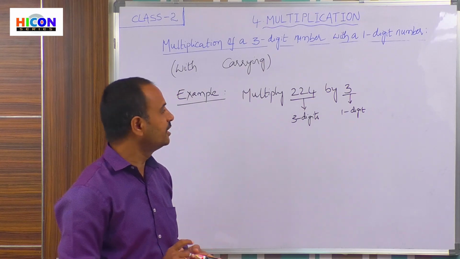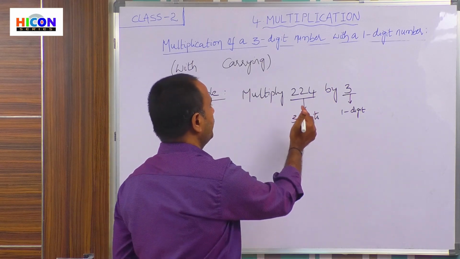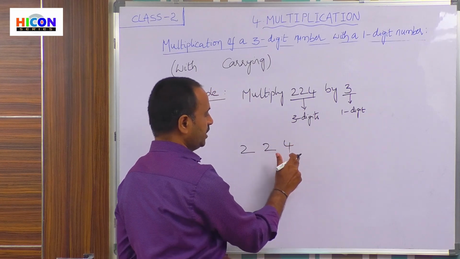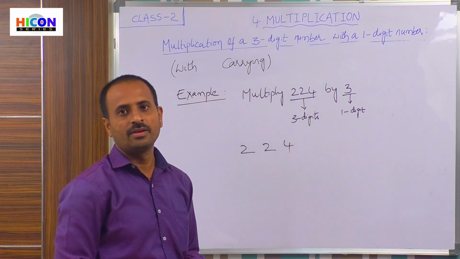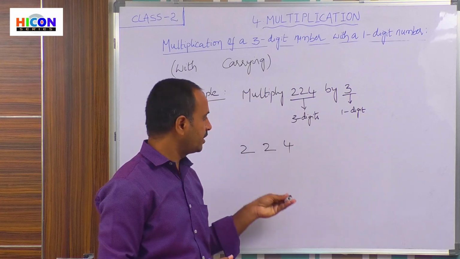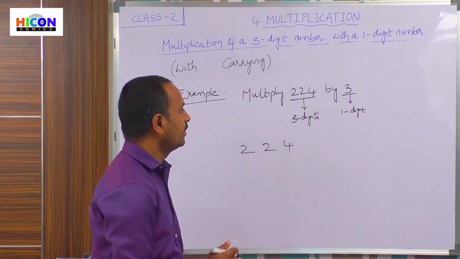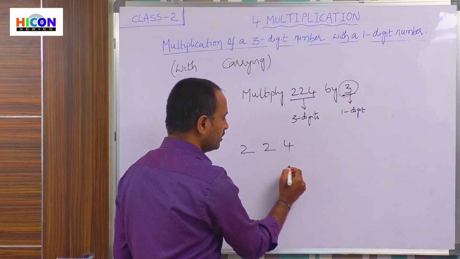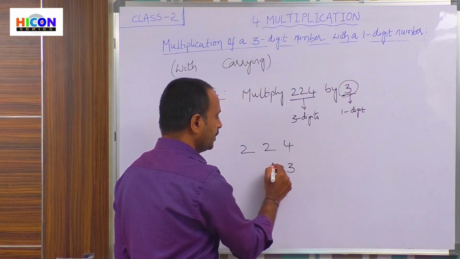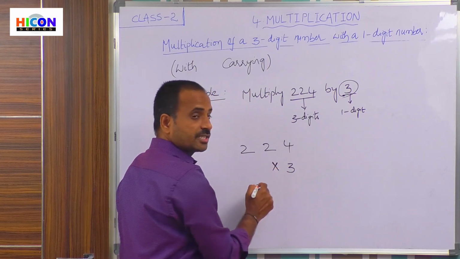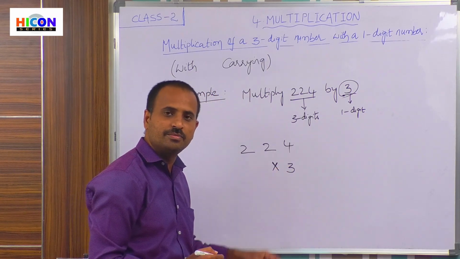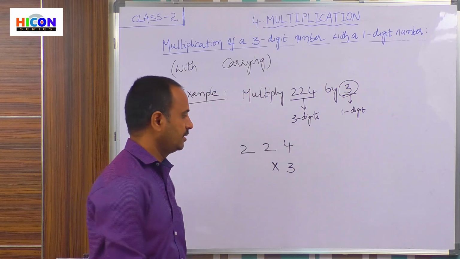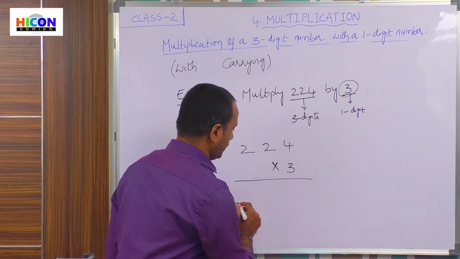So first write the 3-digit number. What is the 3-digit number given here? That is 224. Now write the 1-digit number below the 3-digit number. What is the 1-digit number here? 3 is the 1-digit number. So write the 1-digit number 3 below the 3-digit number and keep the symbol into. Children, what is the symbol? Into, and it represents multiplication.